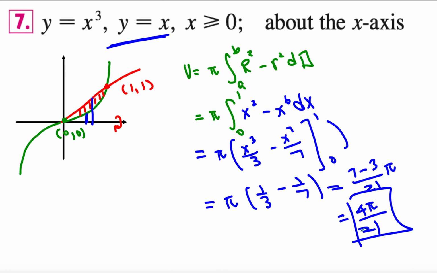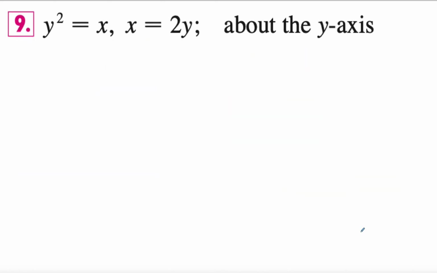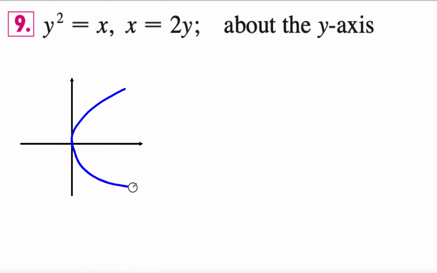All right, that was number 7. Let's look at number 9. Same idea. Notice that these are solved for x. It was to make the question a bit easier, believe it or not. Now we have x equals y squared. So I know that the graph will be going this way and going up this way. And then x equals 2y, which means the same thing as y equals x over 2. So I can just go up this way.